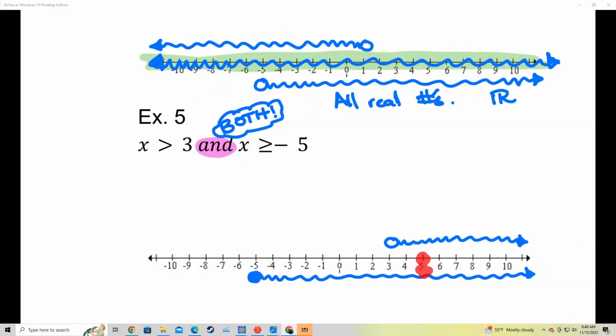5 got shaded on the bottom and on the top, so 5 works. 6 got shaded on the bottom and on the top, 6 works. So does 7, so does 8, so does 9, so does 10. What about 3? 3 got shaded on the bottom. It did not get shaded on top because it got that empty circle, so 3 does not work, but 3.5 does. 3.5 got shaded on the bottom and it got shaded on top. So does 3.1, so does 3.01, but 3 does not work. So we're going to do a 3 with an empty circle, and all these numbers on the right got shaded twice.